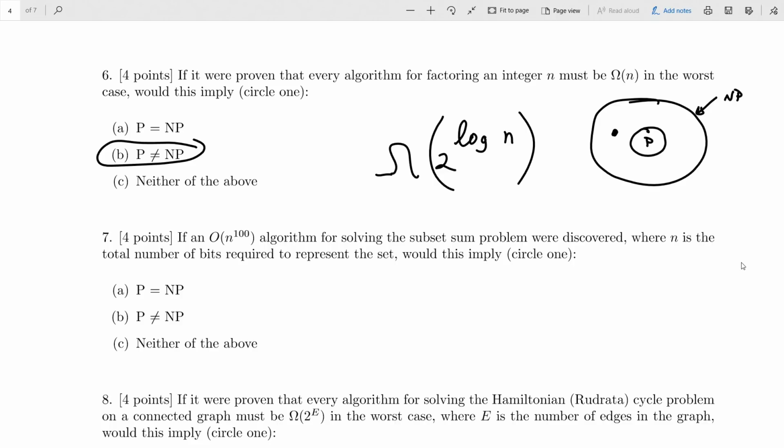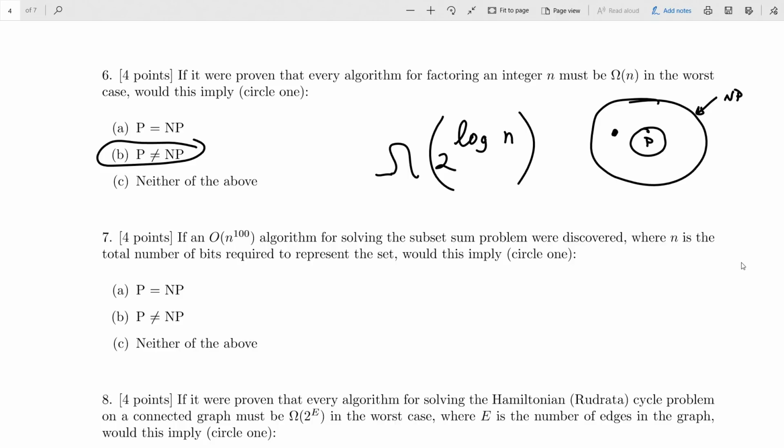So to get a proof of P equals NP, you have to prove that an NP-complete problem can be solved in polynomial time. That's the most obvious way to prove P equals NP: prove that some NP-complete problem has a polynomial time algorithm.